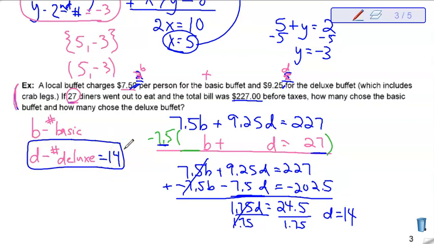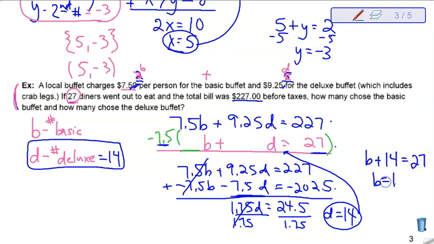So how do we find the number of basic? Well, again, I've got 1, 2, 3 equations I can plug that into. I'm going to choose the easiest and plug it into this pink one and put that in for D. So that means that B plus 14 has to equal 27, and when I subtract 14, I get 13, and that's how many basics we have. So that would complete my problem for what they are asking in this sense.